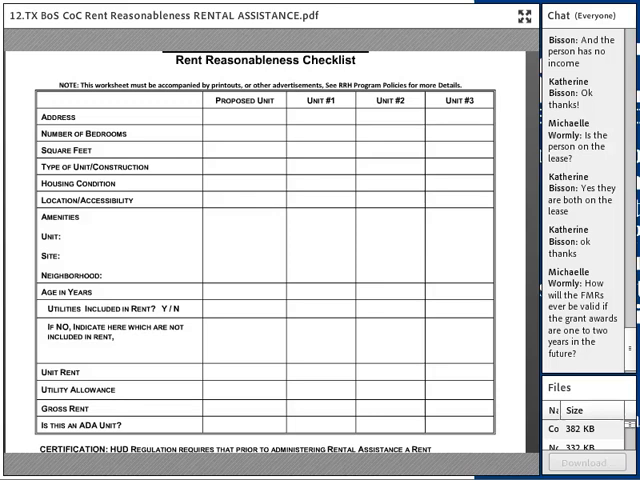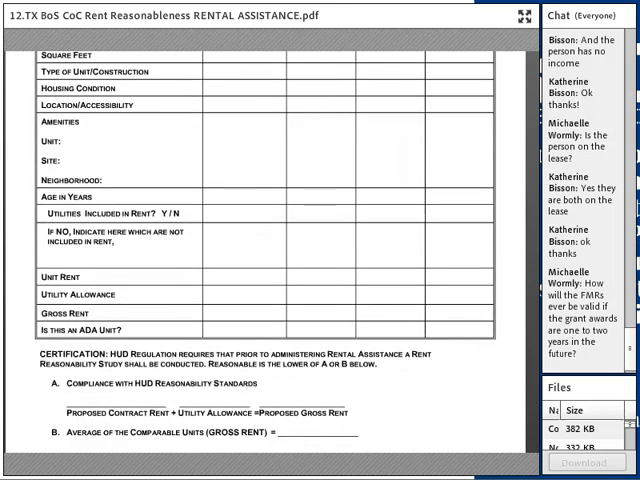But you guys will need to maintain that evidence of the documentation that you use to make this determination, right? So Michelle says, how will the FMRs ever be valid if the grant awards are 1 to 2 years in the future? Right, so you should be using the current FMR when you're making rent reasonableness determinations specifically for leasing projects. That's not as relevant for rental assistance projects, but you're right.